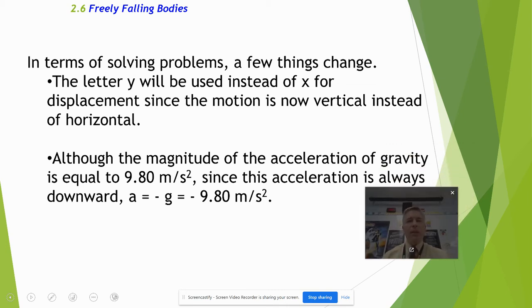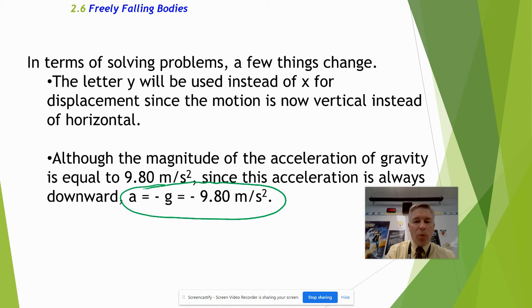One of the key things we're going to change about our kinematics, now that we're dealing with vertical motion, is that I like to use Y instead of X. X worked great for horizontal, but now we're vertical. And you don't have to worry about the acceleration. It's always going to be given to you. Since gravity always acts downward, the acceleration is negative g, or negative 9.8 meters per second squared.